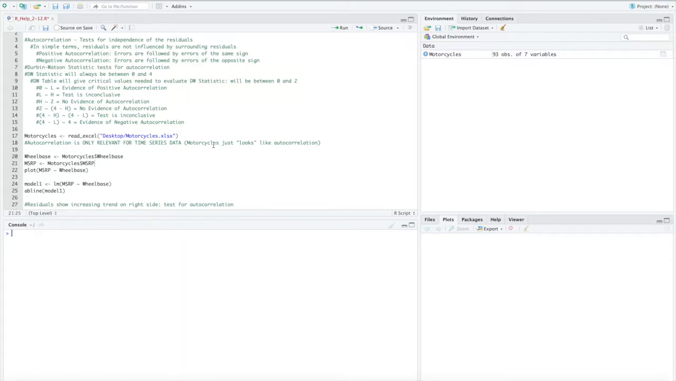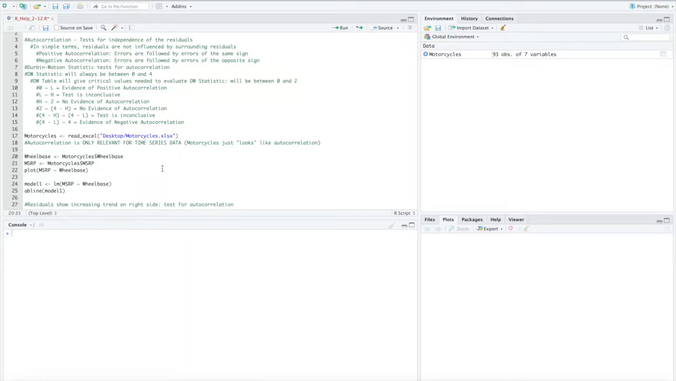The only reason why we're using this motorcycles data set is because it provides a good example of what autocorrelation would look like if we were using time series data. So just remember, as we go through this example, that while it does look like autocorrelation is present, there is in fact no autocorrelation because it's not time series data. I know that can be a little bit confusing, and I apologize in advance, but once again, we're just using the set because it provides a good example of what autocorrelation would look like in the real world.